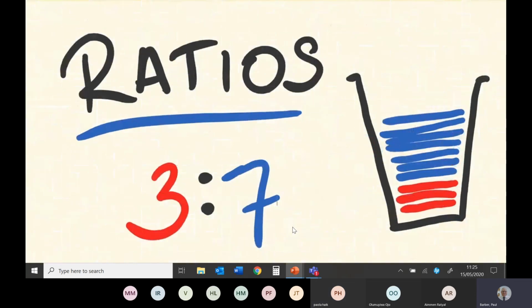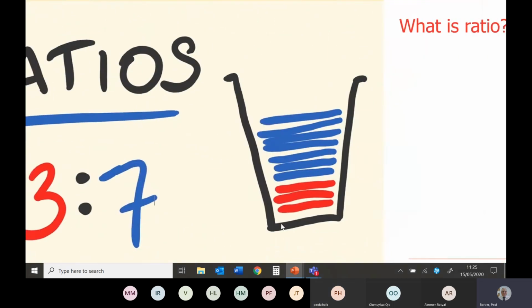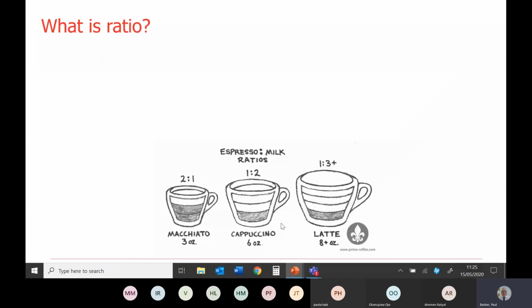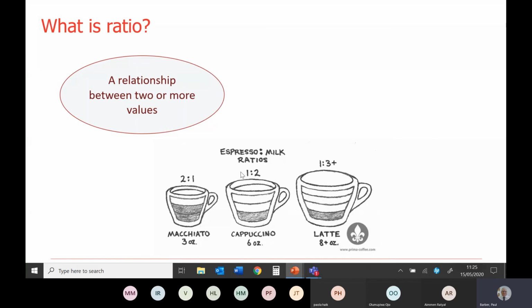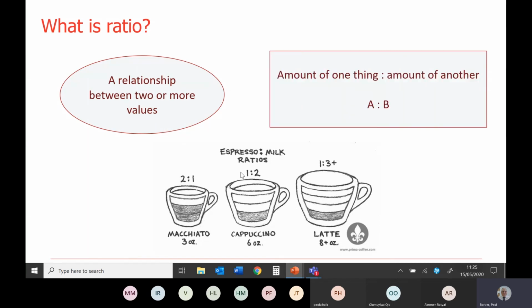Brilliant. So looking at ratio is different to probability. Ratio is about the relationship between two numbers or more than two numbers. So it could be making a coffee and how much milk you've got compared to espresso, whatever it might be. So it's the relationship between figures. And we normally write a ratio as an amount of one thing, a number, and two dots, a colon, and then an amount of another.